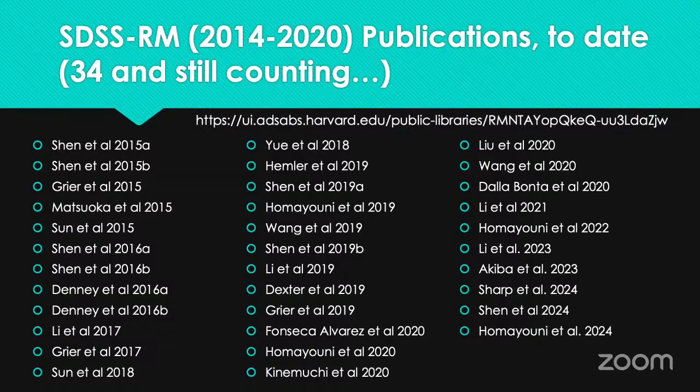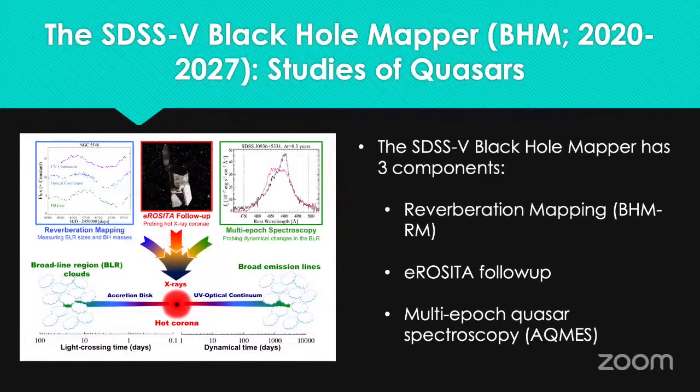So, I think we felt like this program was pretty successful. And so along the way, we decided to go ahead and keep going and go even bigger. And so what I'm working on now is the SDSS-V program, which is called the Black Hole Mapper.